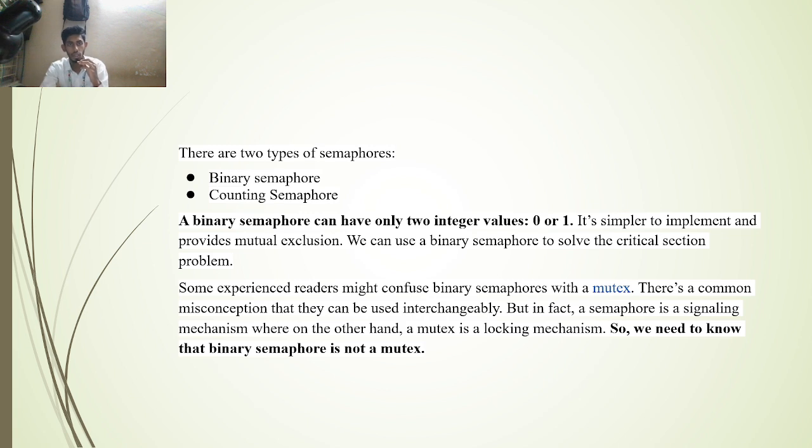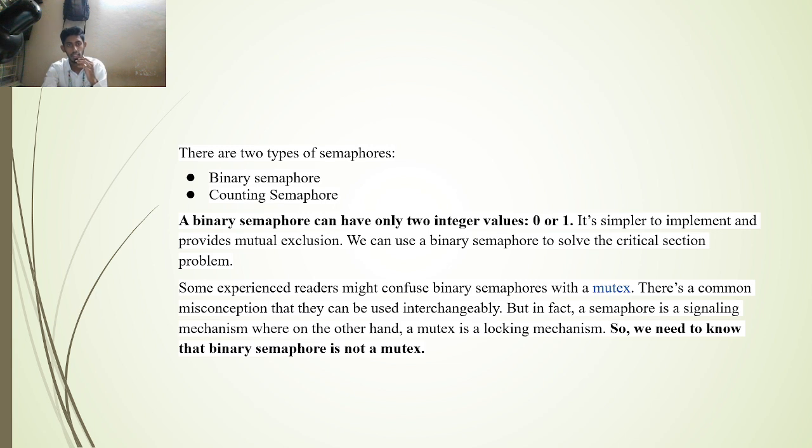There are two types of semaphores: binary semaphore and counting semaphore. A binary semaphore can have only two integer values, 0 or 1. It's simpler to implement and provides mutual exclusion. We can use a binary semaphore to solve the critical section problem.